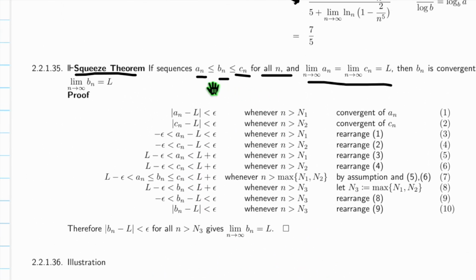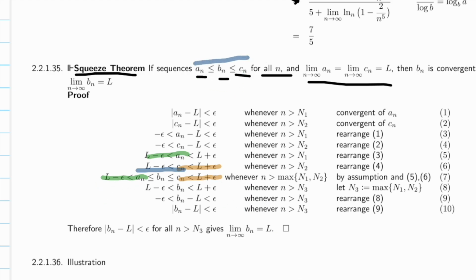Now I have 5 and 6, and by assumption, An is always smaller than Cn. So I can combine 5 and 6, right? I have this big chunk of thing, but An is smaller than Cn. Also, Bn is squeezed in the middle, so An is smaller than Bn, smaller than Cn. This part is this part. This ABC is this ABC.